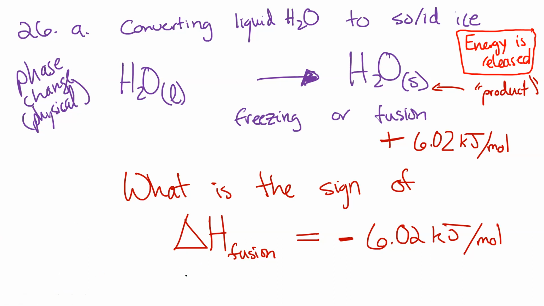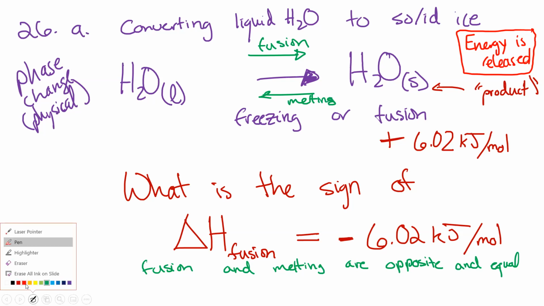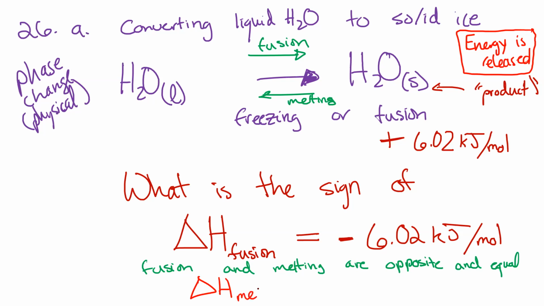Now, I'm not going to try to confuse you guys, but it is important that you understand that fusion and melting are opposite and equal. Going this direction is fusion. Going this direction is melting. Okay? So what that means is the delta H of melting is equal to a positive 6.02 kilojoules per mole. The opposite process is an equal value with an opposite sign. Okay? The same value, but just with a flipped sign.